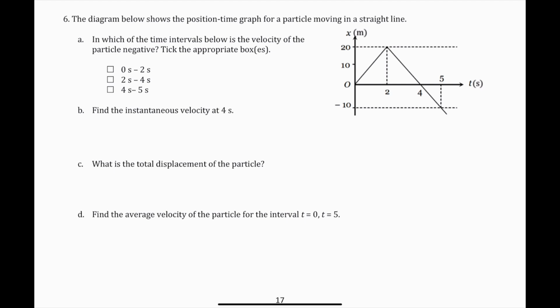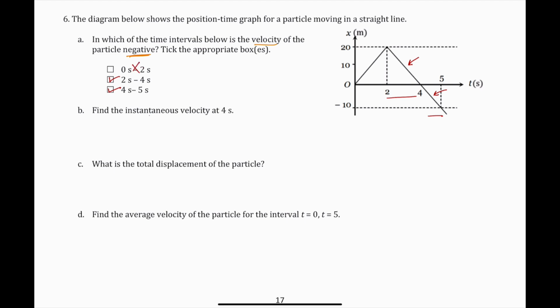Question 6. The diagram below shows the position-time graph for a particle moving in a straight line. In which of the time intervals below is the velocity of the particle negative? Tick the appropriate box or boxes. So for negative velocity, that means this and this. So it's from 2 to 4 and 4 to 5. And this one is wrong.